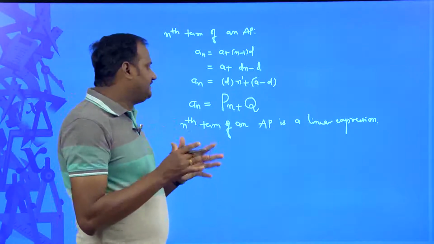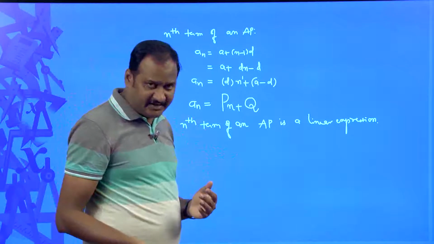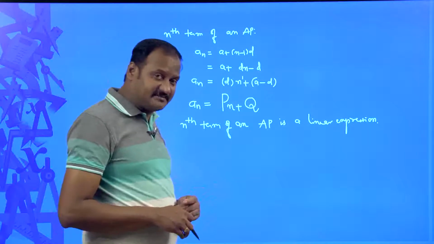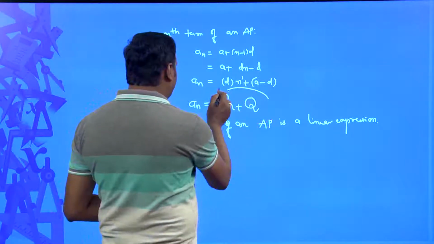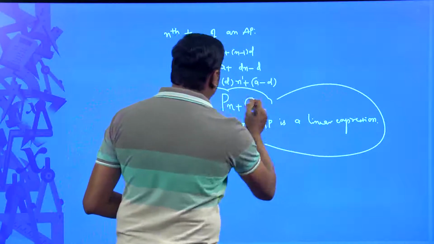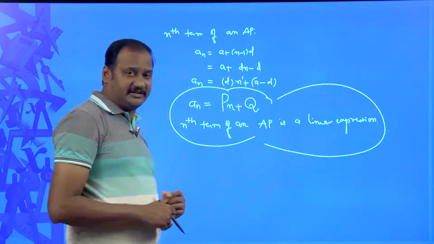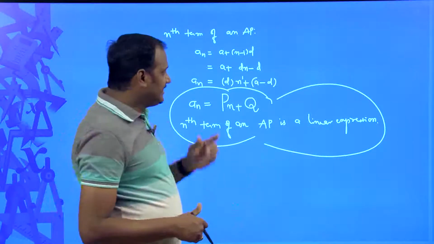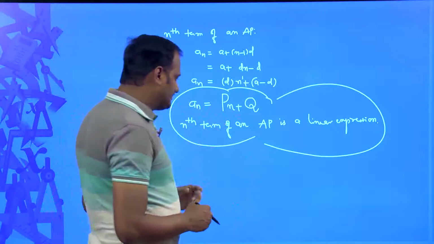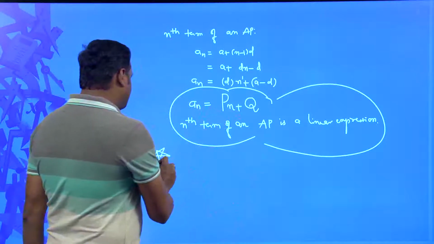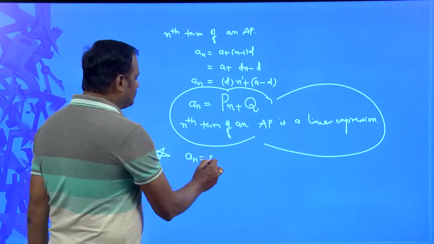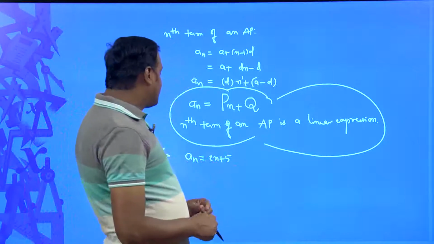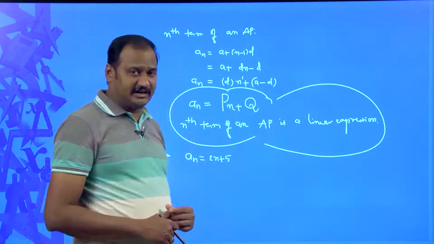Whatever the nth terms of different sequences are given, if the nth term of a particular sequence is a linear expression, then you can say confidently that it is the nth term of an arithmetic progression, a_n = pn + q. Hope you understand. I will give you one example. You are given a_n = 2n + 5. Check whether this forms an arithmetic progression or not.